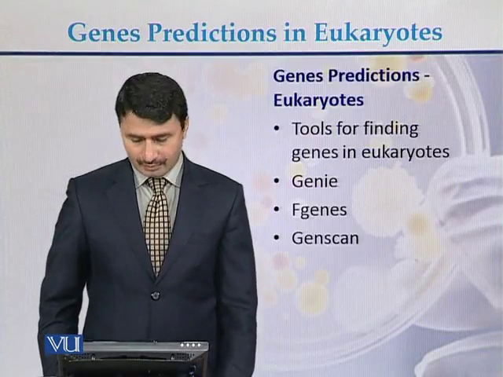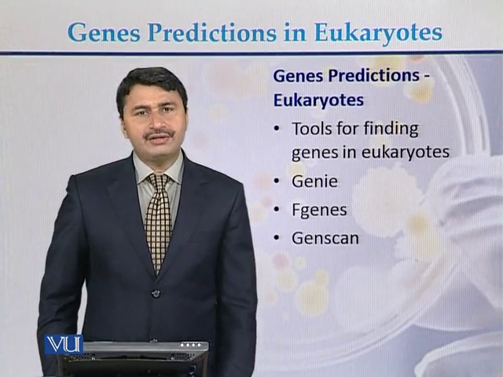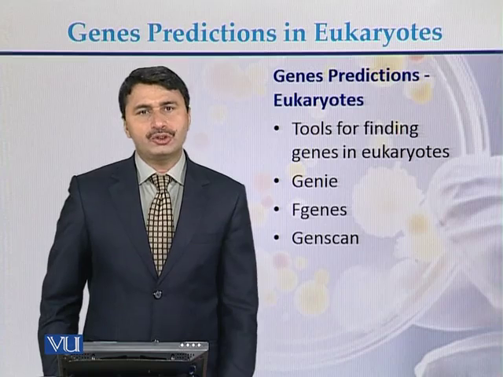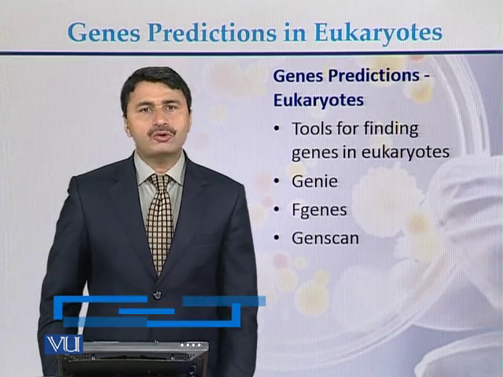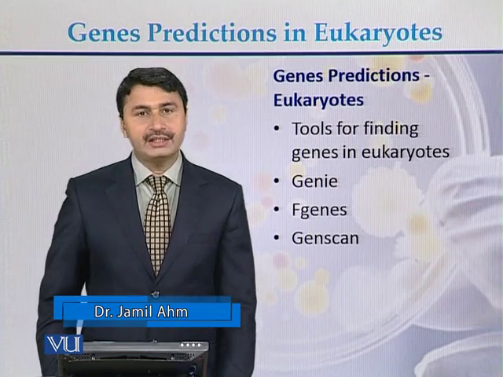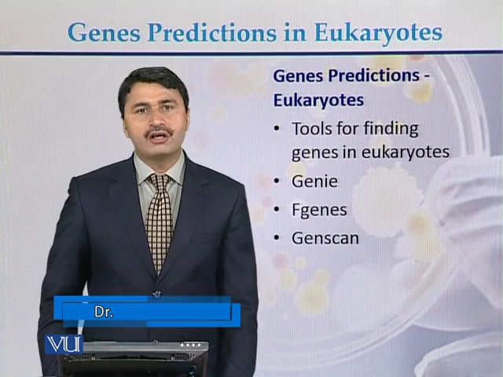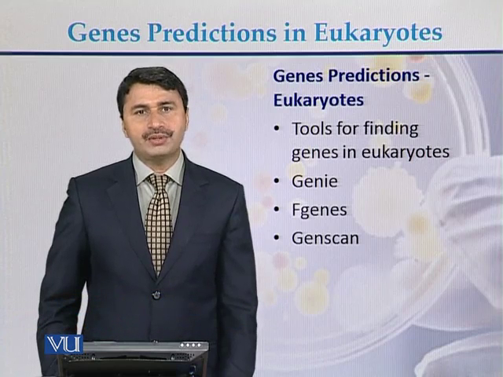Gene prediction in eukaryotes. There are different tools which are used for gene prediction in eukaryotes. The most common tools are Genie, FGENES, and GENSCAN. So these are the three most important tools which are used for gene prediction in eukaryotes.